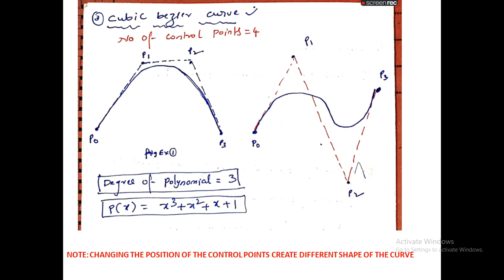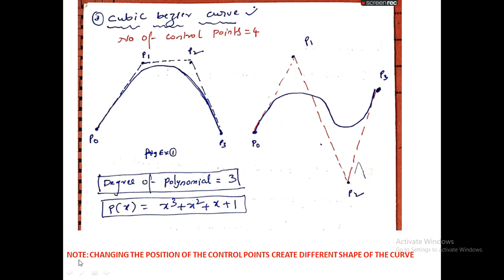Whenever you are changing the position of the control point, you are creating a curve of a different shape. See that the shape of the first curve is different from the shape of the second curve, but the number of control points and the number of tangents are the same. The difference is that the positions of the control points are different. If the positions of the control points are different, definitely we can create curves of different shapes. I wrote one note because of this reason only.